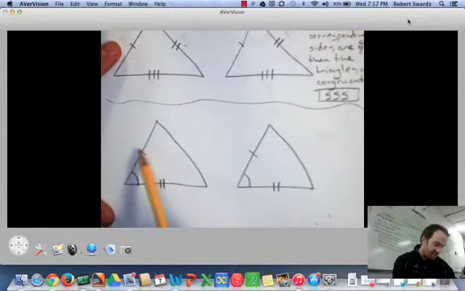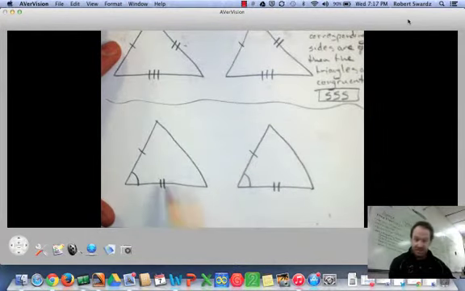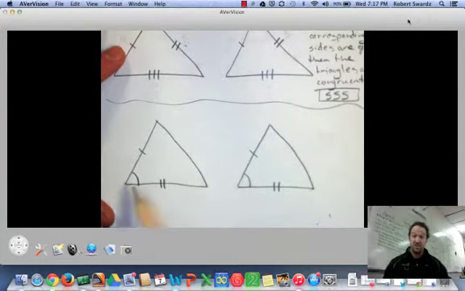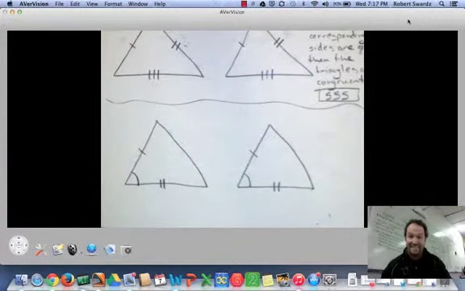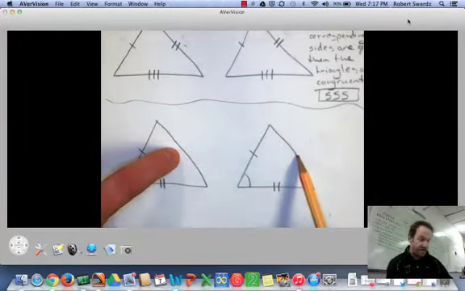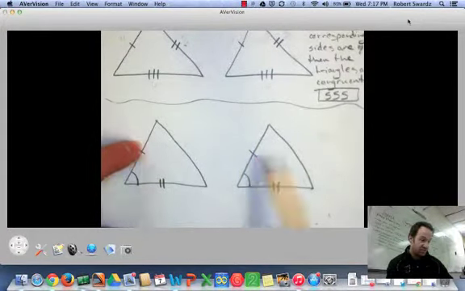If we take this side and divide it by this side, we get 1 because they're the same. This side divided by this side, they're 1, they're the same. The angles in between them are the same. These triangles are similar by side angle side similarity. And since they are, these two sides have to give us the same ratio as these two, which was 1. So these two sides are the same.